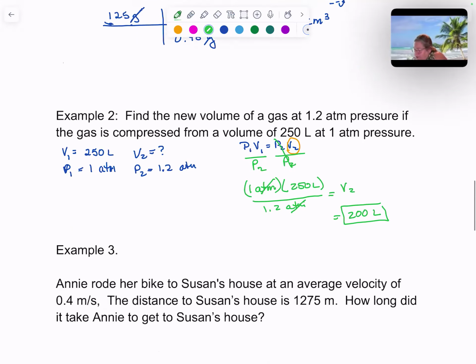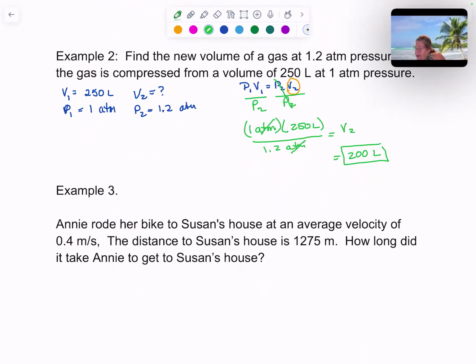Okay, let's try another example. Annie rode her bike to Susan's house at an average velocity of 0.4 meters per second. The distance to Susan's house is 1,275 meters. How long did it take Annie to get to Susan's house?